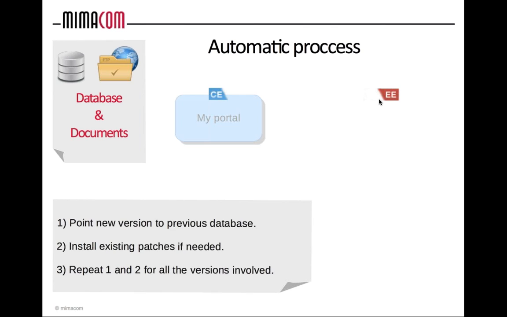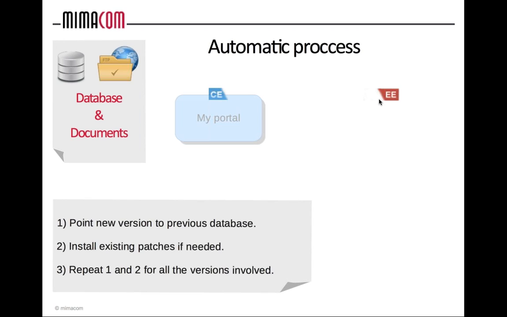The first thing that we need to do here is have the new Liferay version, the enterprise version of our portal, and point this new version to our previous database. I mean, you will need to set up your enterprise portal to point to the database that were in use with your community edition portal.